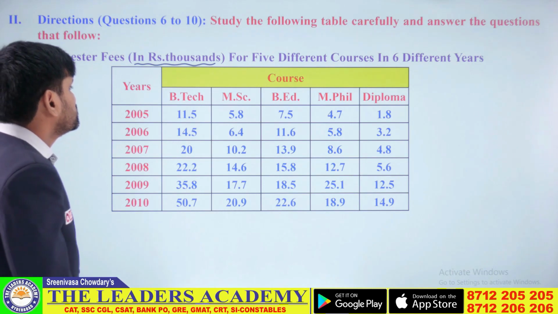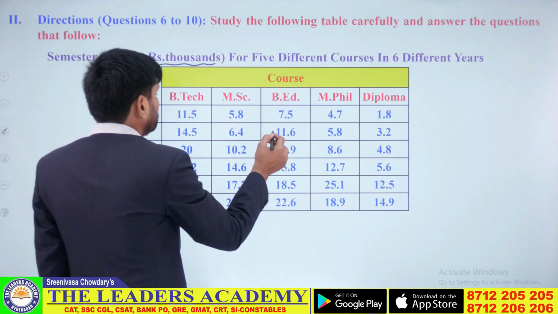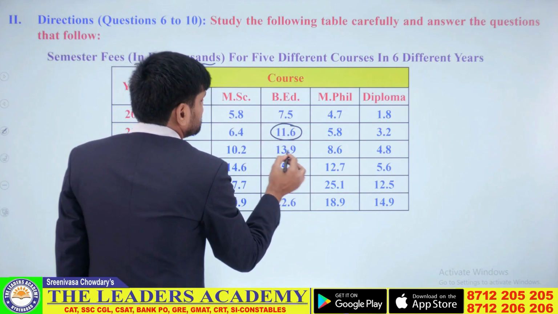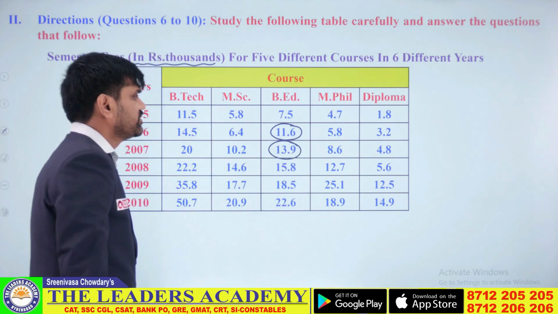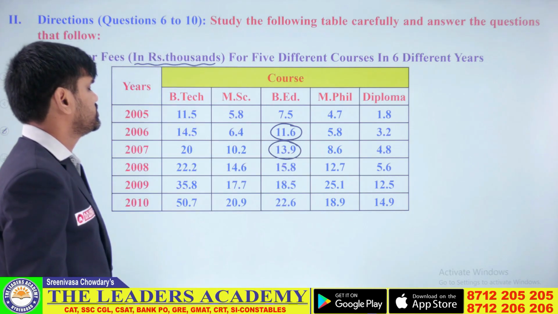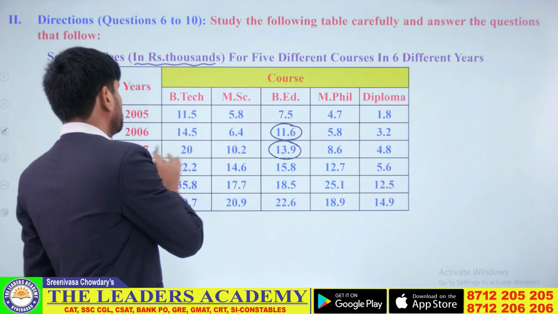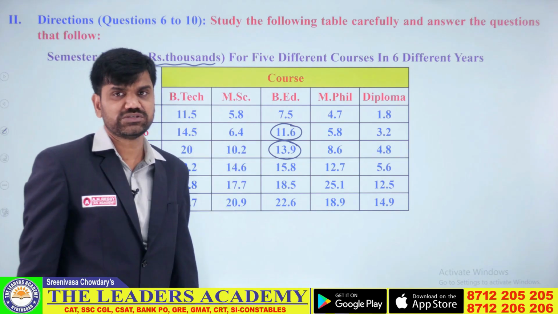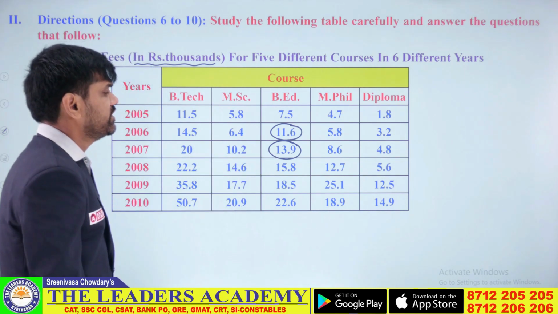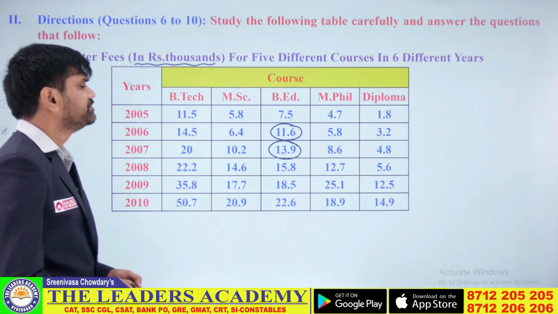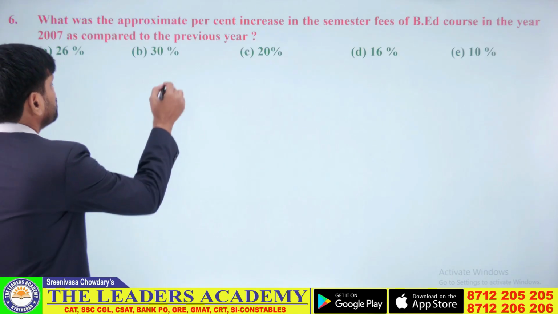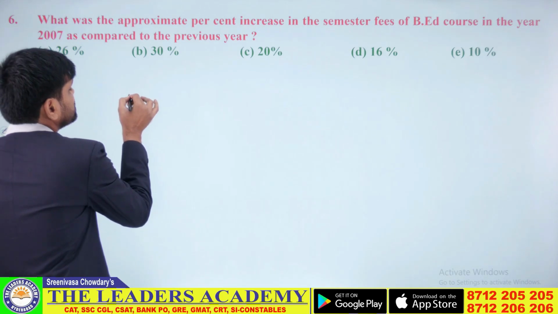So B.Ed course. As compared to the previous year, what is the increase in the course fee they are saying? So course fee in the year 2006 was 11,600. In the year 2007, it has become 13,900. What is the approximate percentage increase? So in the year 2006, it was 11,600.